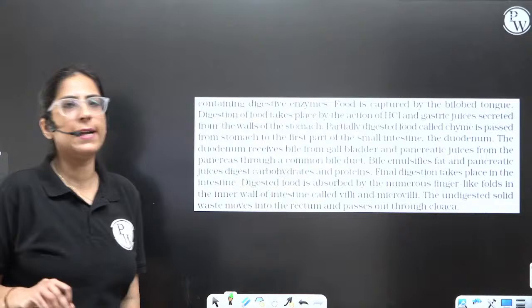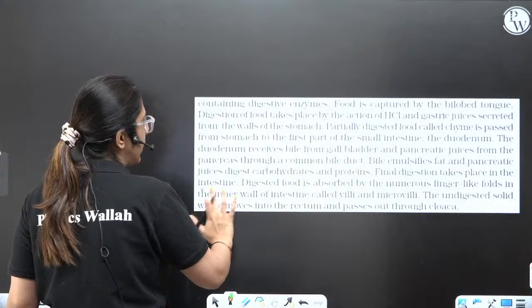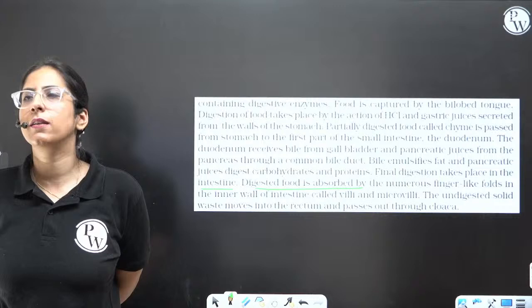Now, bile is for fat digestion, that you know, and pancreatic juice for carbohydrate and protein digestion. Final digestion takes place in the intestine. Digested food is absorbed by finger-like folds, just like us. We have villi; similarly, they also have villi. Undigested solid food comes out of the rectum and then enters into the cloaca.